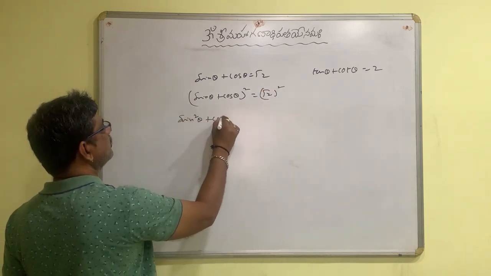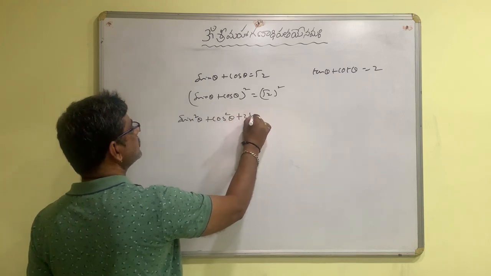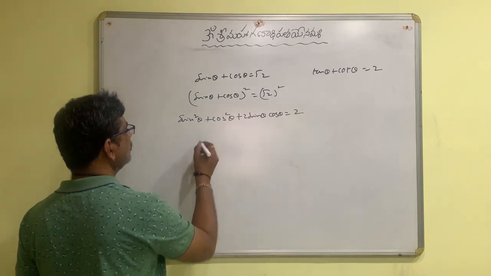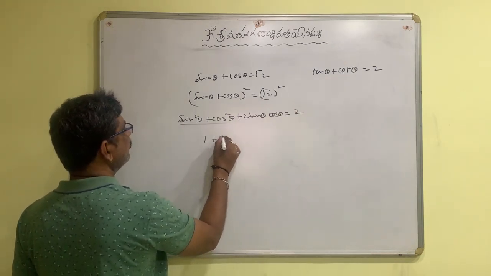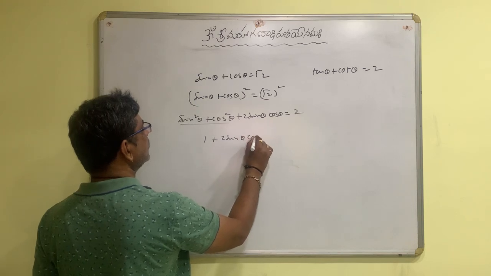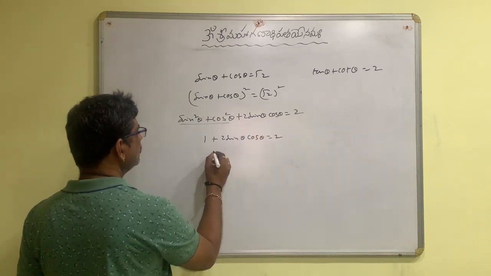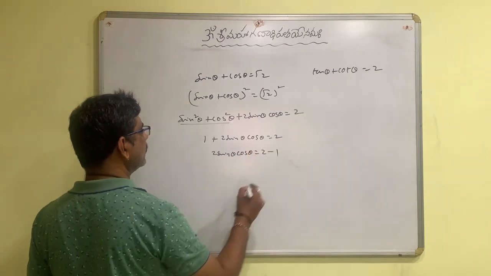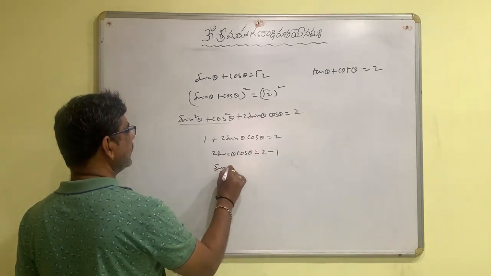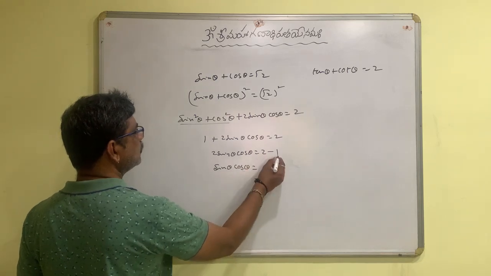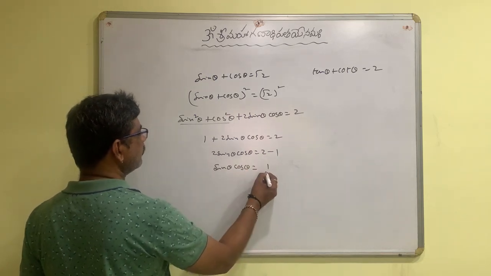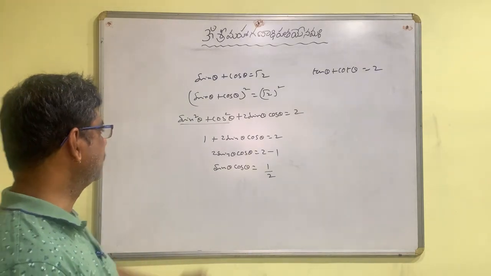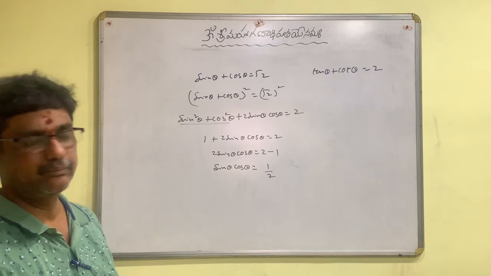Sin square theta plus cos square theta plus 2 sin theta cos theta is 2. So this is 1. 1 plus 2 sin theta cos theta is 2. Then 2 sin theta cos theta is 2 minus 1. Then sin theta cos theta is equal to 2 minus 1, which is 1. Then this 2 comes over here and it becomes 1 by 2. So sin theta cos theta value we got is 1 by 2.